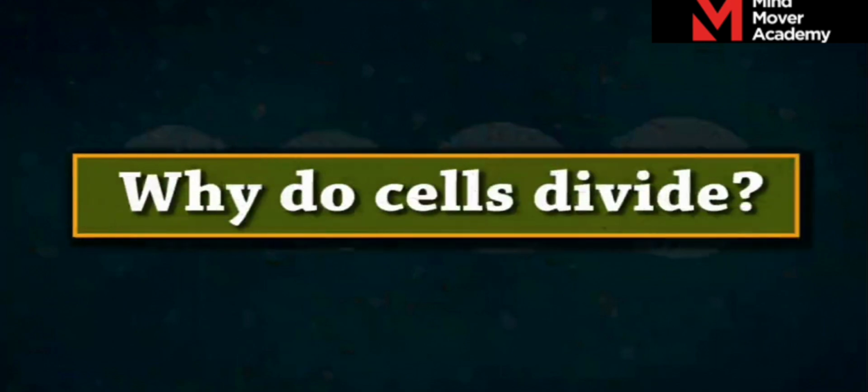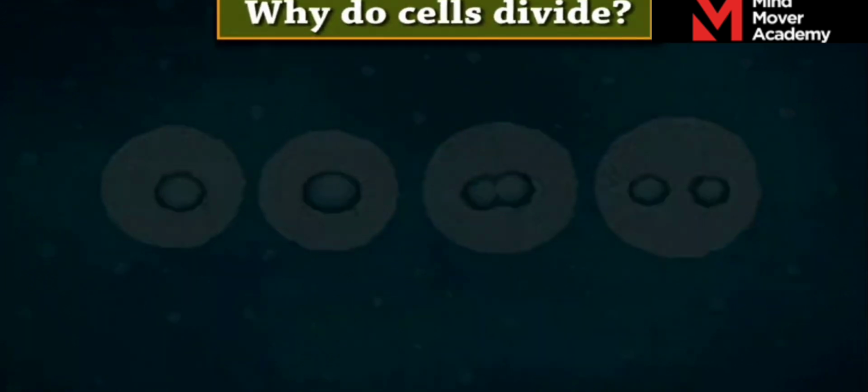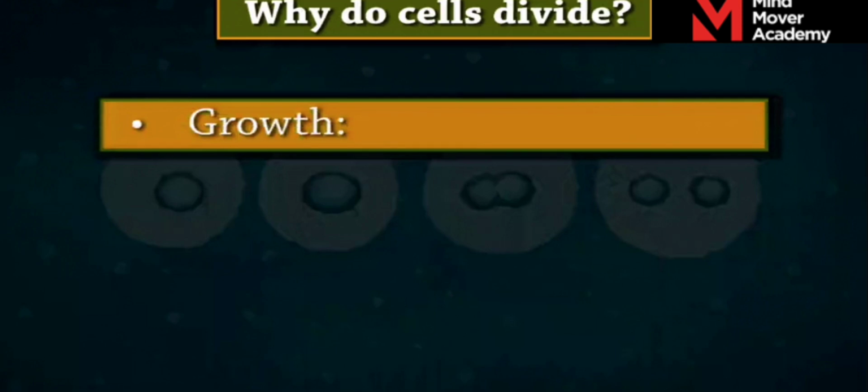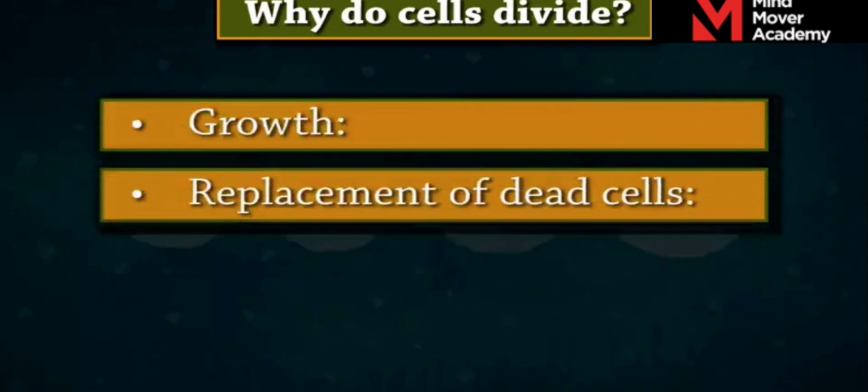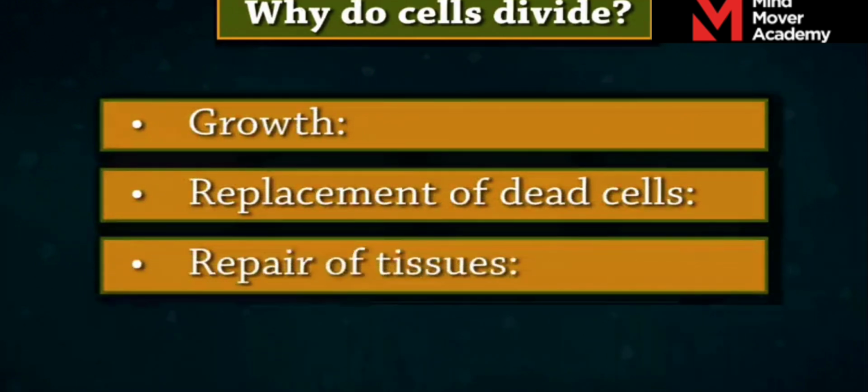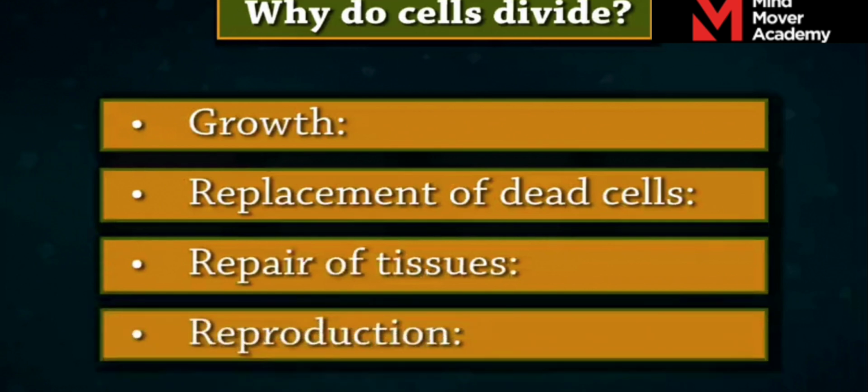Now, the question arises, why do cells divide? The cells divide to produce new cells. The new cells are produced for growth, replacement of dead cells, repair of tissues, reproduction.